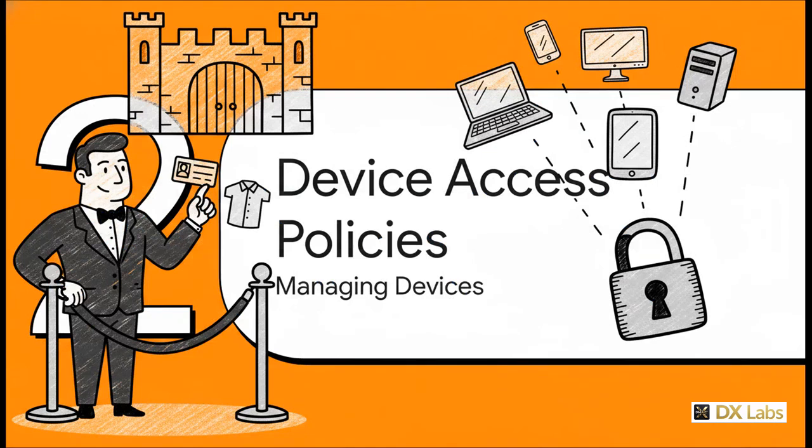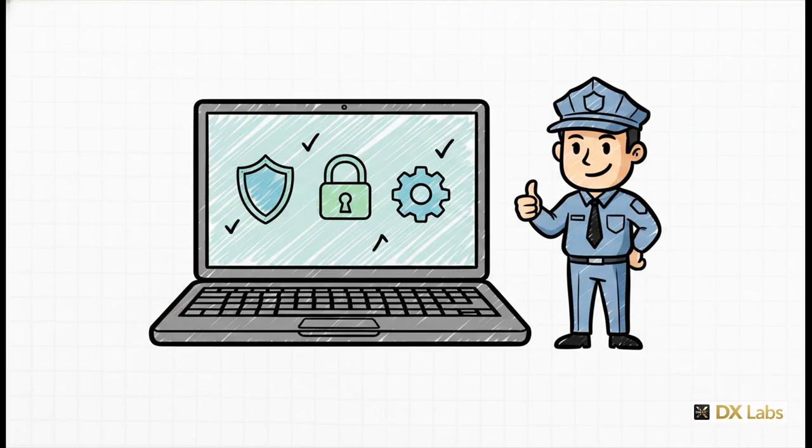Section 2. Managing Device Access Policies. Imagine a bouncer at a super exclusive club. Before they unhook that velvet rope, they're checking two things: your ID and whether you meet the dress code, right? Well, managing device access policies works exactly the same way. Step 1 is making sure the device meets the dress code, which we call device compliance. This is entirely enforced by Microsoft Intune.